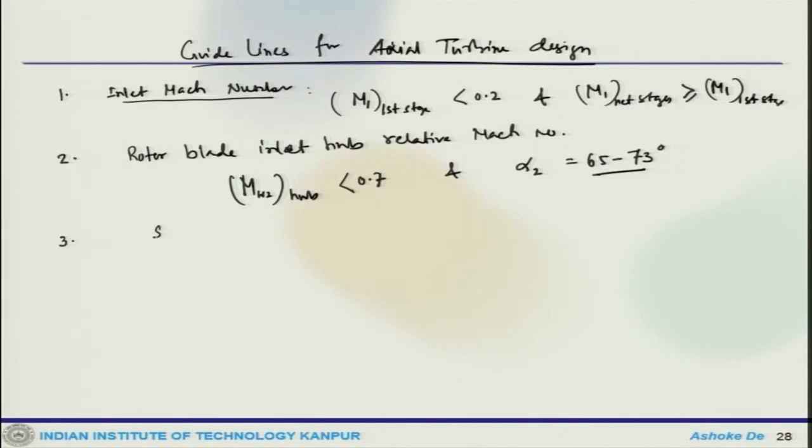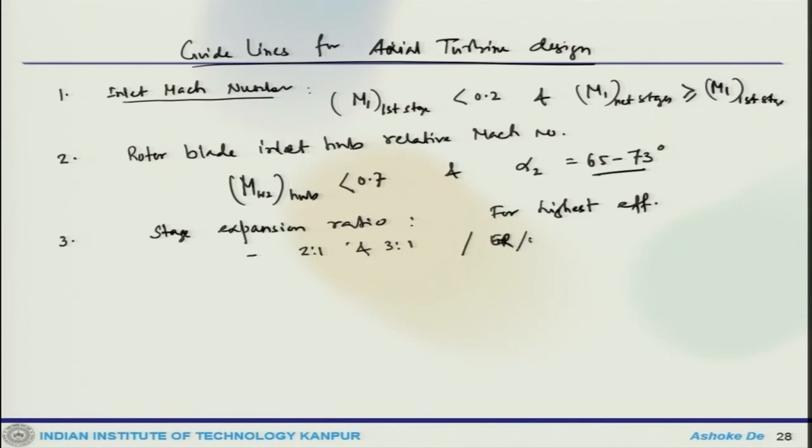Third is the stage expansion ratio. So, this is important. For the highest efficiency, this expansion ratio should be in the order of 2:1 to 3:1 per stage. This is the expansion ratio per stage. The highest expansion ratio from a single stage turbine could be somewhere around 4.5:1. Okay.